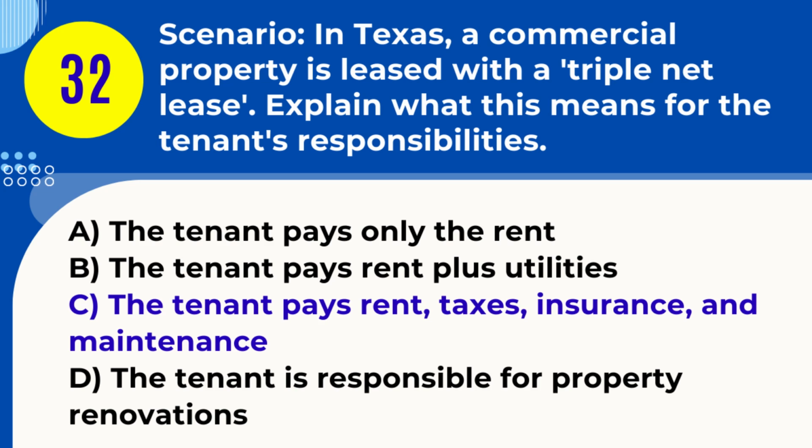Explanation: A triple net lease in Texas means that the tenant is responsible for paying the base rent, plus a portion of the property's taxes, insurance, and maintenance costs, in addition to any other agreed expenses.